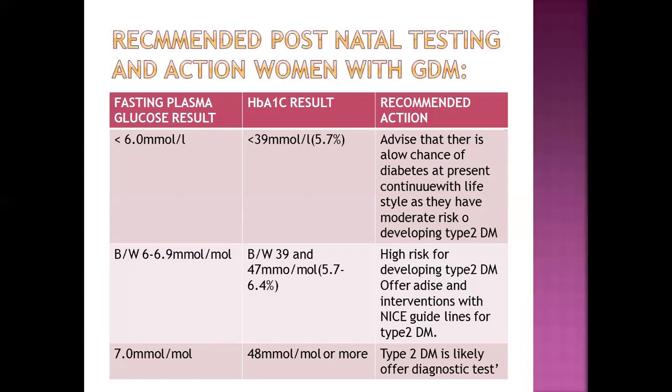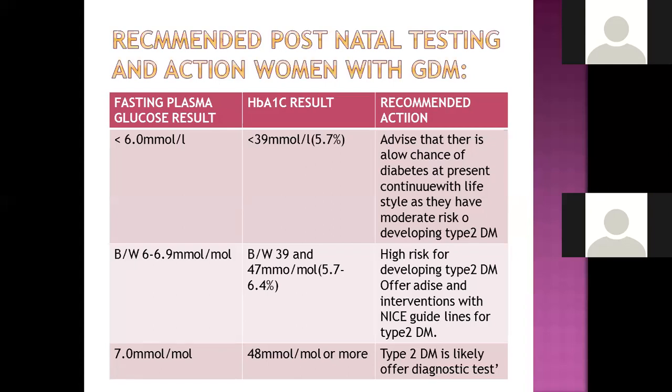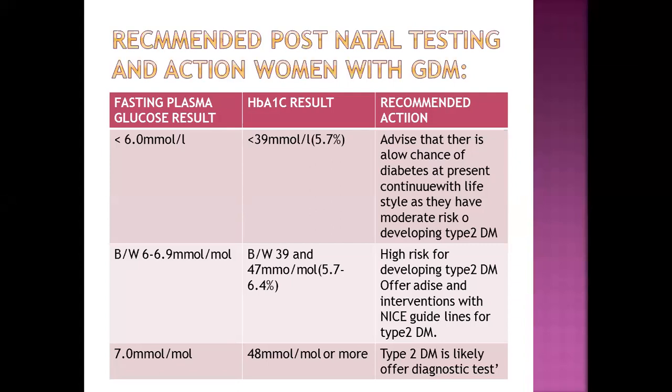But as she has suffered from the GDM, that's why she has to keep her lifestyle modification. यानी कि she should exercise, walk, and diet and control her weight because she has a moderate risk to develop the diabetes mellitus. If the fasting blood sugar is between 6 to 6.9 millimole and the hemoglobin A1C is 5.7 to 6.4, high risk for developing the type 2 diabetes. Offer advice and intervention according to the NICE guideline.